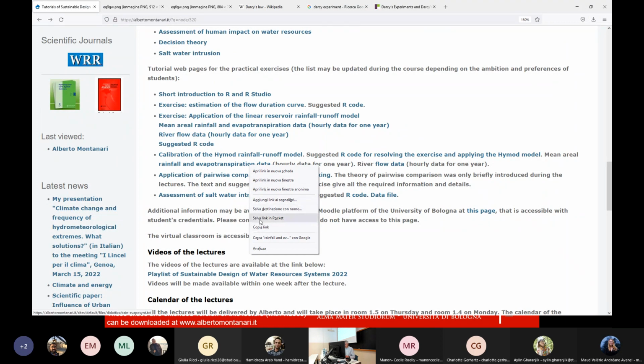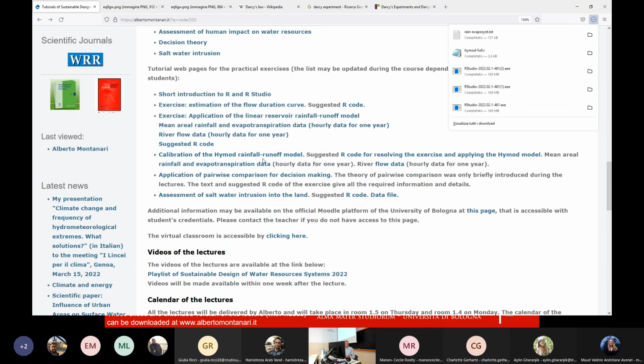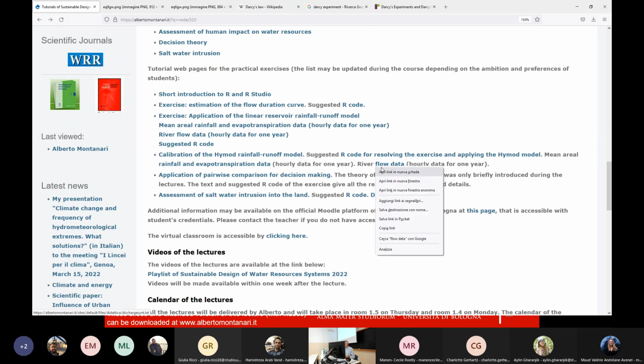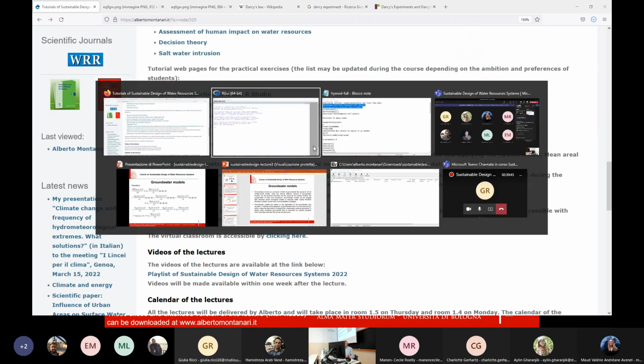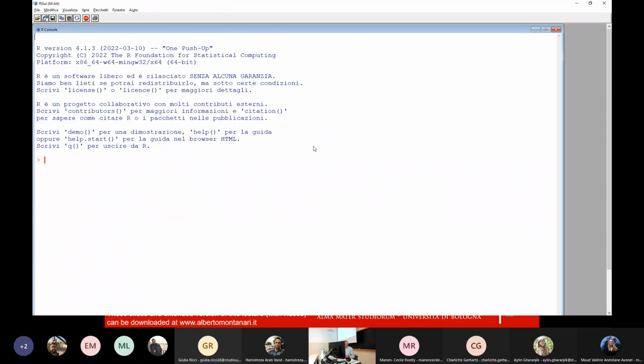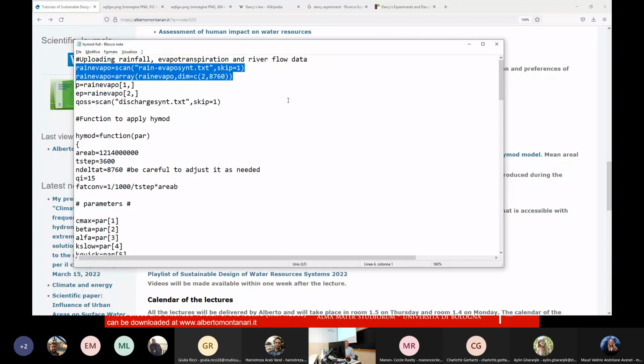I save the file on the desktop, save, and I save also the river flow data. Save as on the desktop. Very good. And then I can go in the R console, and let me just copy it one by one.